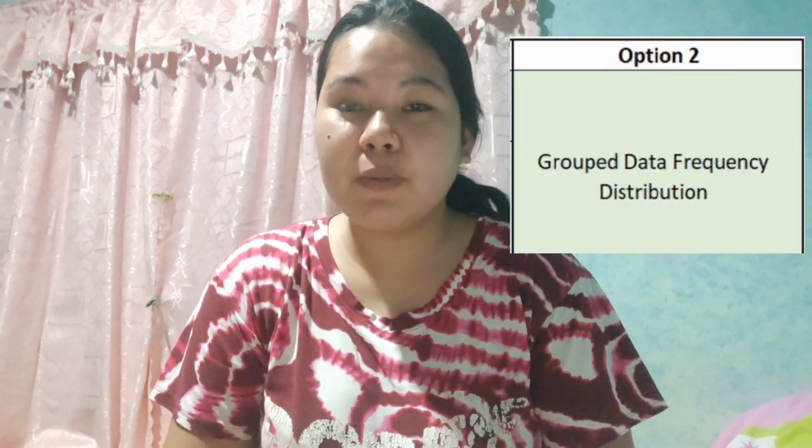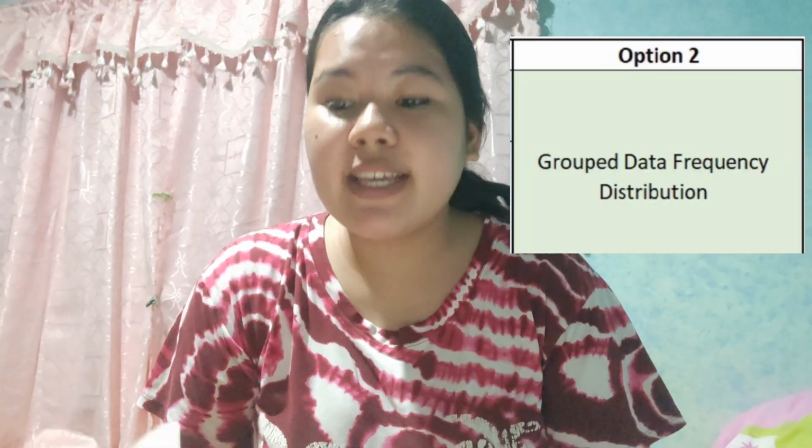So I'm going to discuss my chosen topic, which is option 2, the group data frequency distribution. First, when conducting a statistical research, investigation or study, the researcher must gather data for the particular variable under investigation. To describe situations and make conclusions, the researcher must organize the data gathered in some meaningful way. The easiest and most widely used way of organizing data is to construct a frequency distribution.